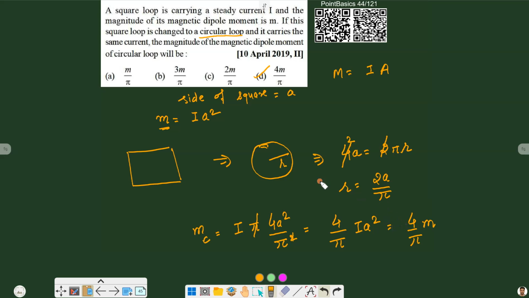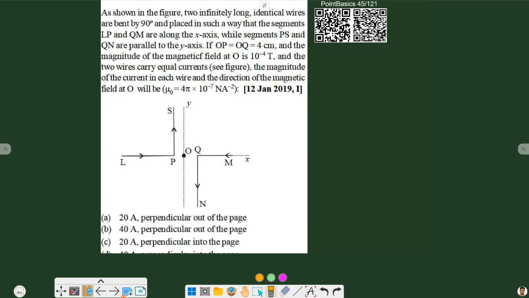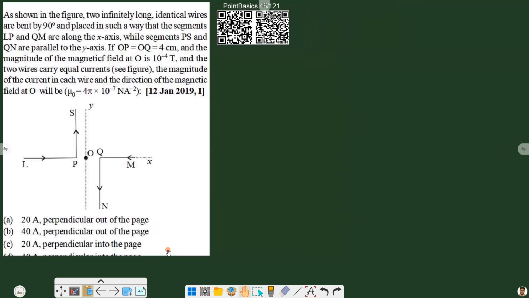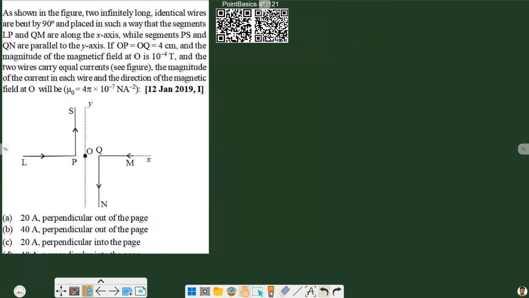Now coming to the next question. As shown in the figure, two infinitely long identical wires are bent by 90 degrees and placed in such a way that the segments LP and QM are along the x-axis while PS and QN are along the y-axis.